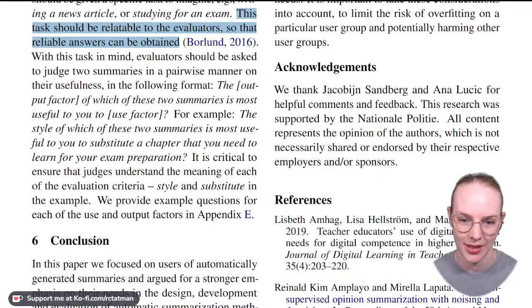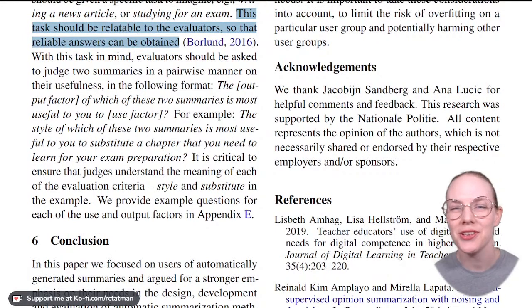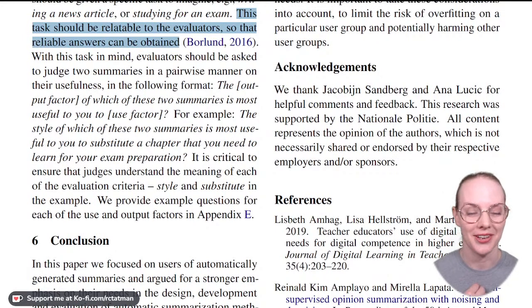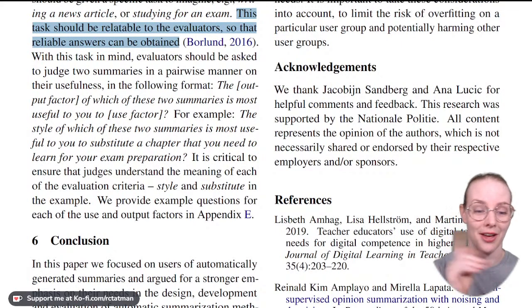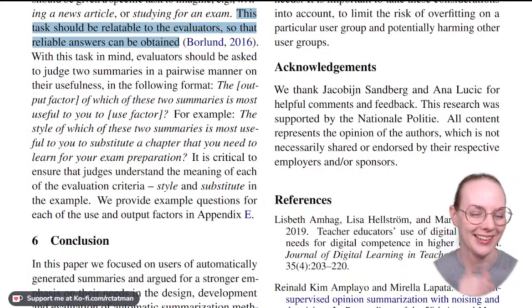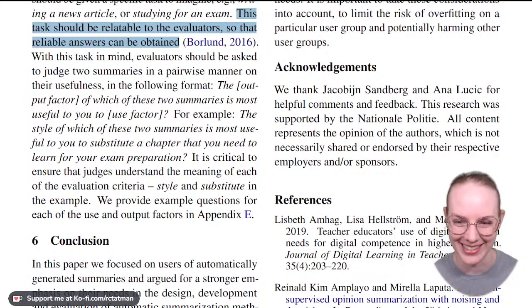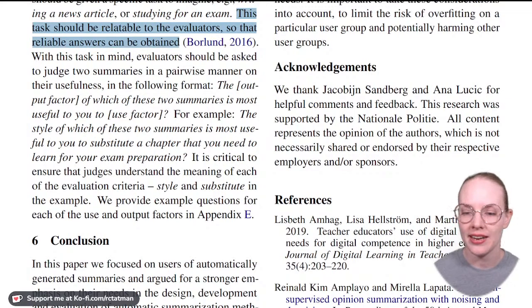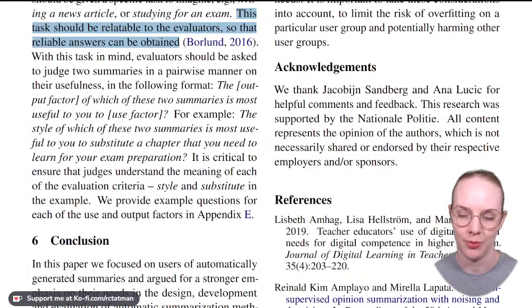Good question. Good point. It's also the point that I made. Also, when you're reading a paper and they do that, it feels really good as a reader. And also, if you're reviewing it and you're like, I've got a question, and they immediately answer the question, you're like, you did a good job. Okay, good writing. 10 out of 10. We provide example questions for each of the use and output factors in Appendix E.